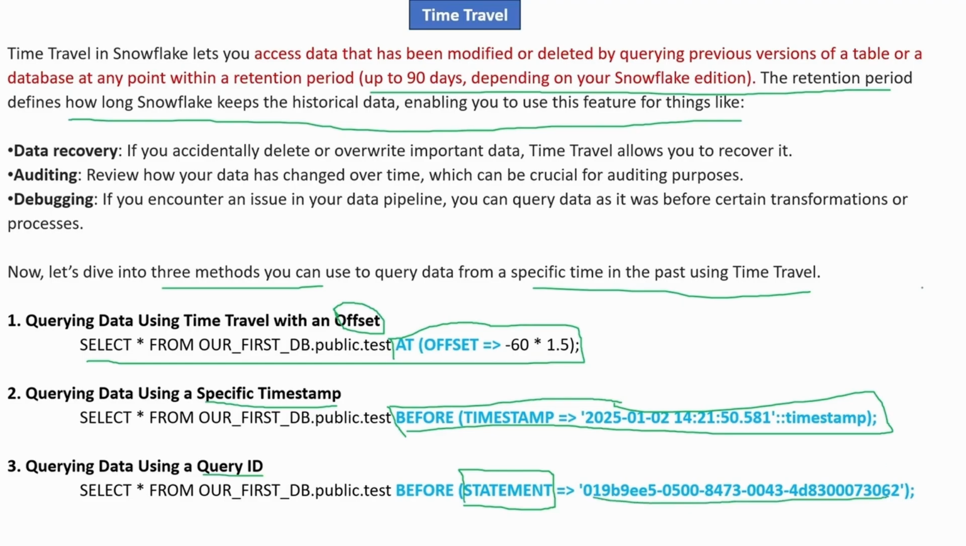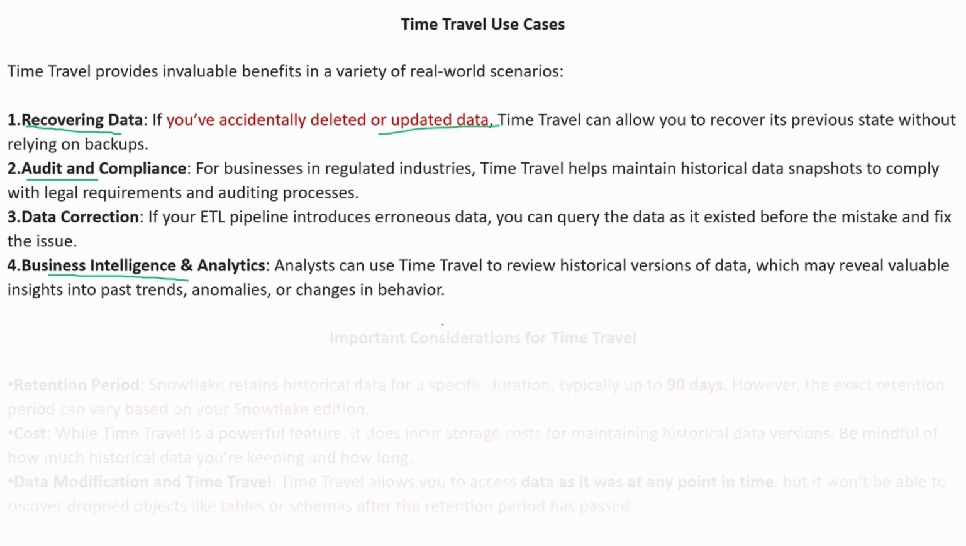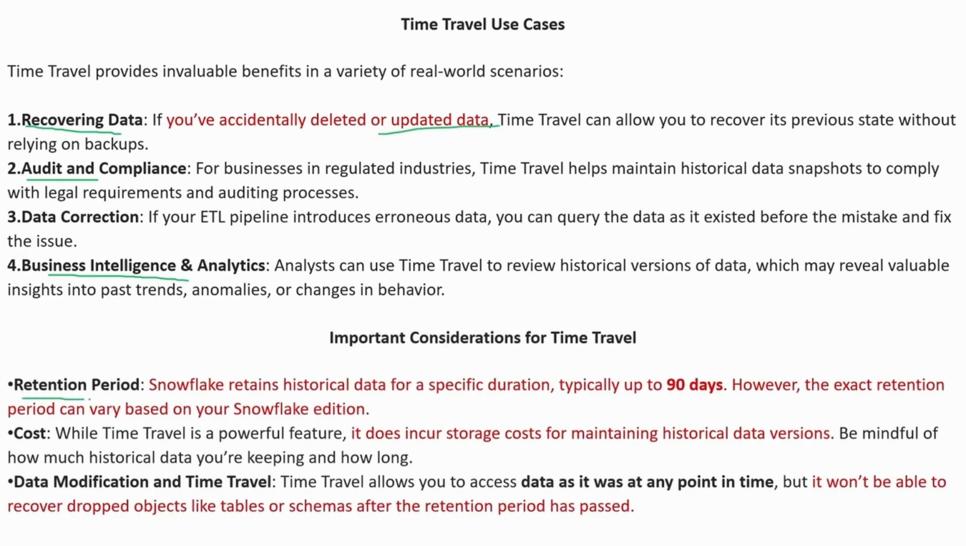If we discuss time travel use cases, time travel provides invaluable benefits in a variety of real-world scenarios like recovering data, audit and compliance purposes, data corrections, and even business intelligence and analytics purposes. You can read more details here. And now let's talk about the important considerations for time travel. First, the most important consideration is the retention period. Snowflake only retains the historical data up to 90 days. That's why you can only do time travel for up to 90 days.